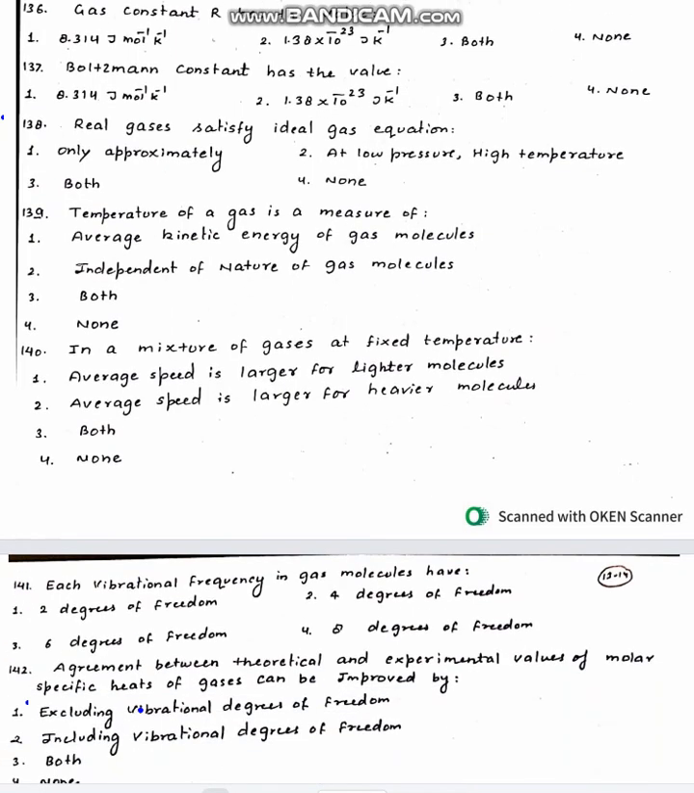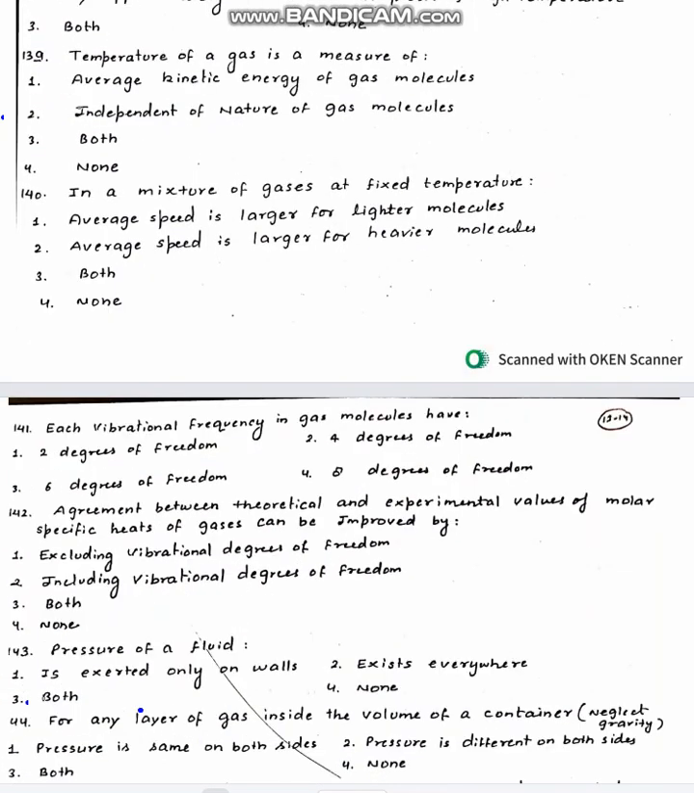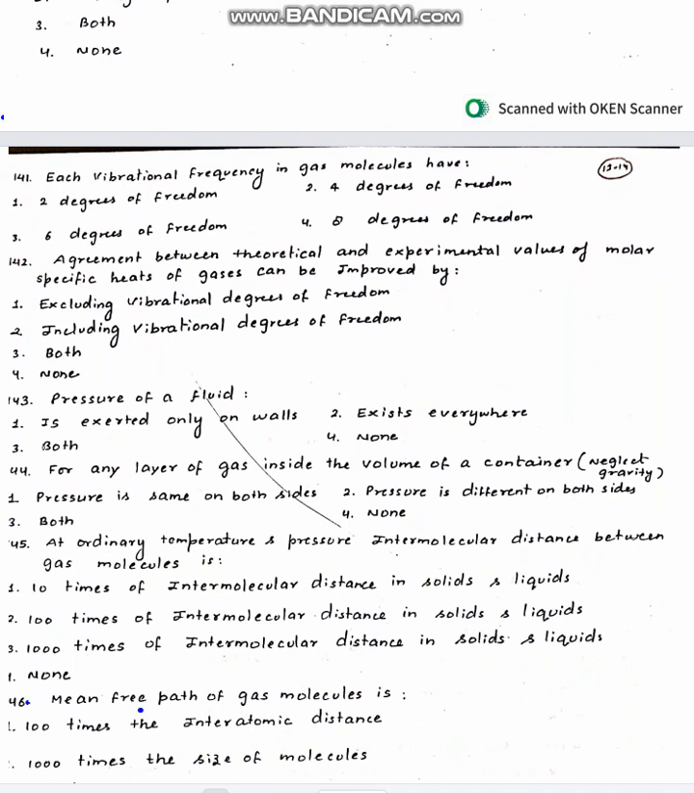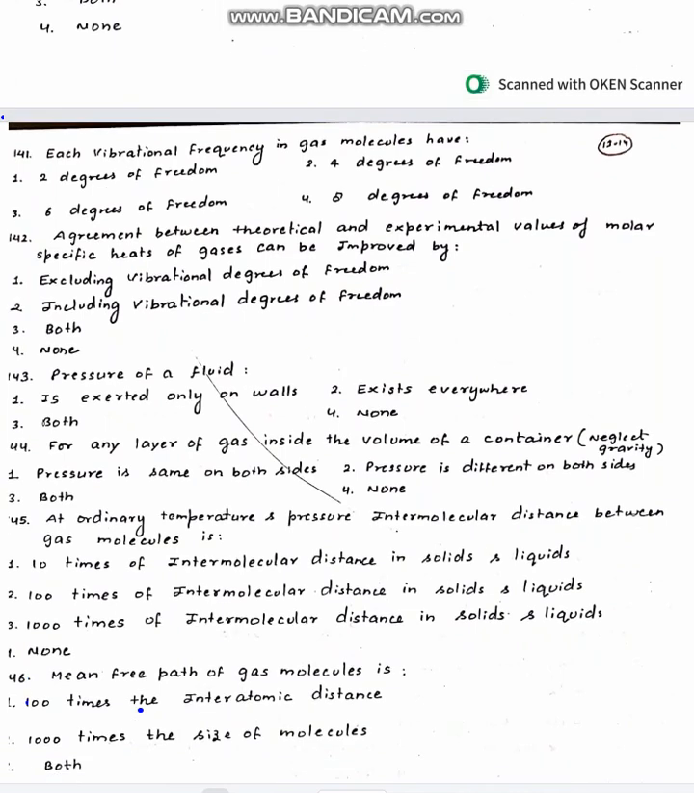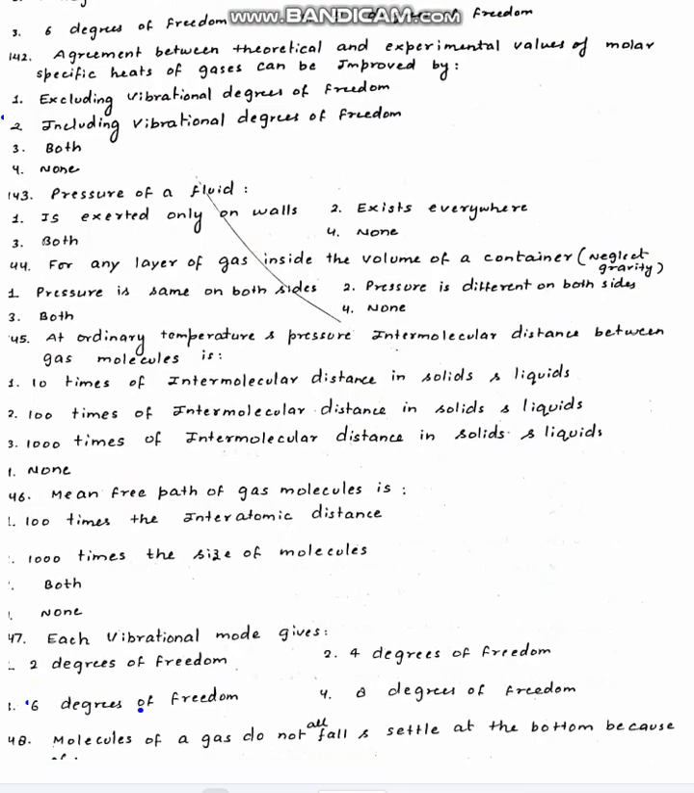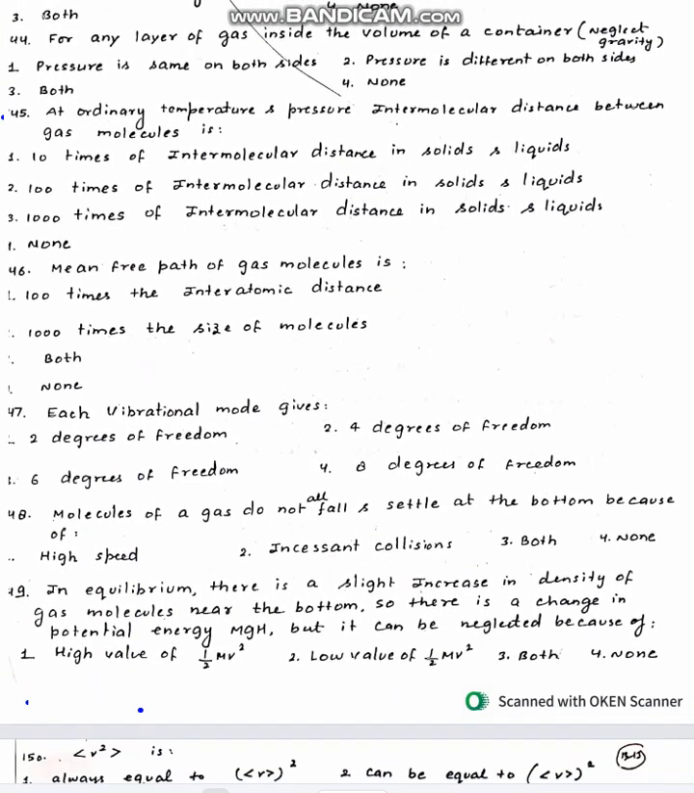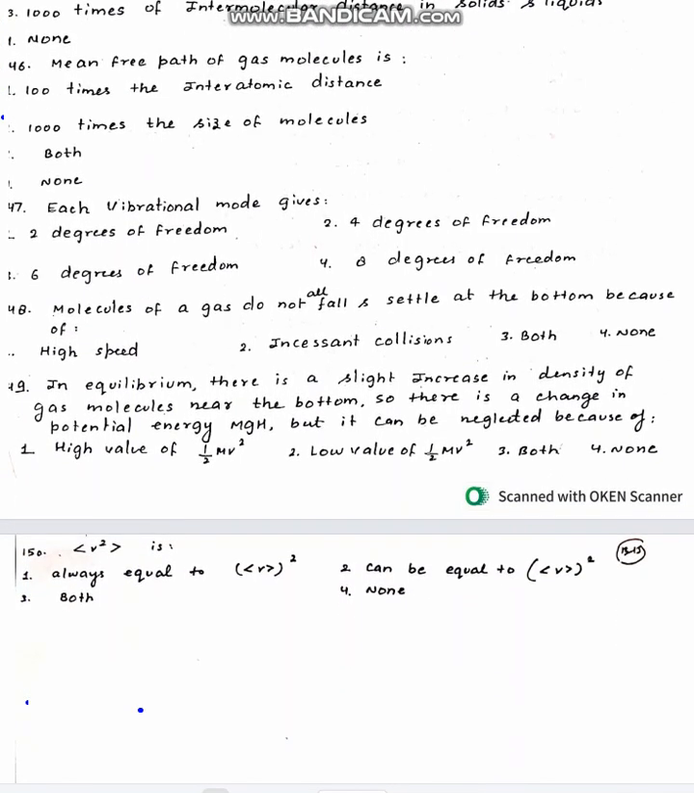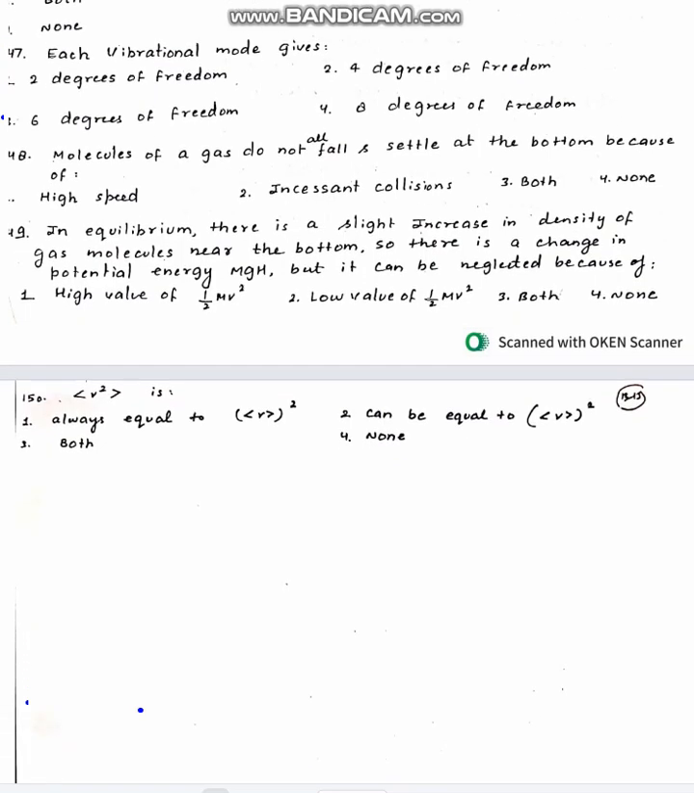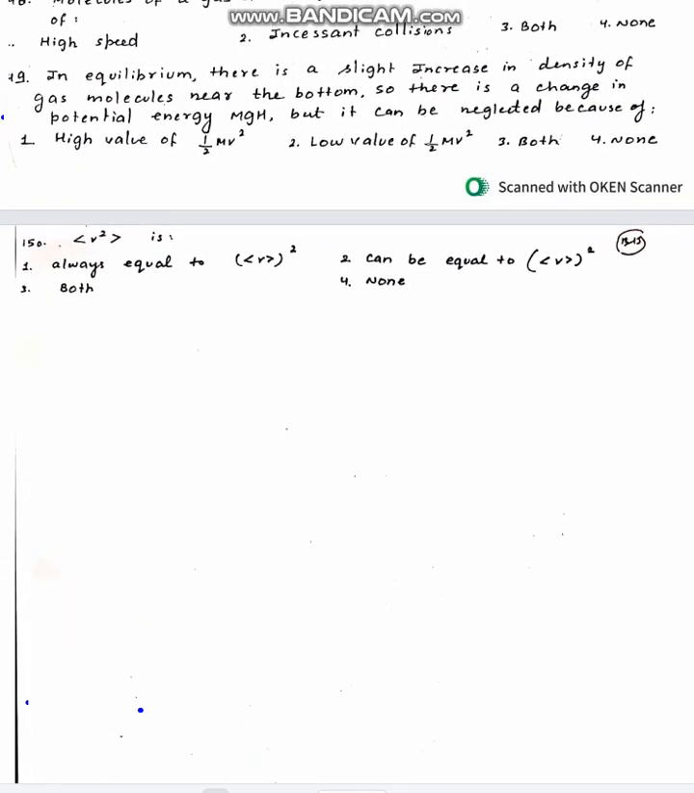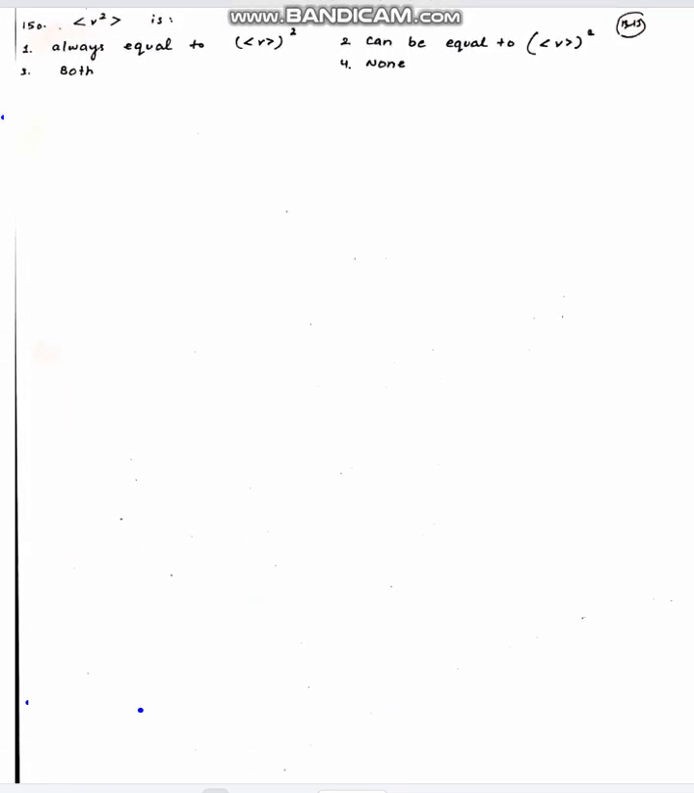Temperature is a measure of mixture of different gases, then vibration frequencies, then we have theoretical and experimental agreements between specific heat of gases, then we have pressure, then interatomic distances, then mean free path, then vibrational mode, and why the molecules of a gas do not fall and settle down. Then we have some questions based on square of speeds of the gas molecules. So this was the entire chapter in the form of questions.